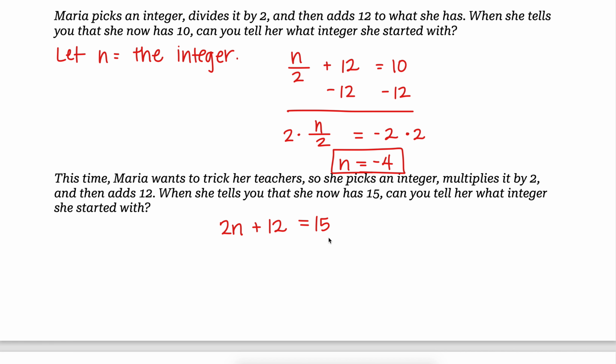So I'll subtract 12 from both sides. That leaves us with 2n equals 3. This time we're going to divide both sides by 2 because we have 2n. And we end up with 3 halves, so we're able to find the number that she started with. However, it is not an integer. We have here a rational number. It's a fraction.